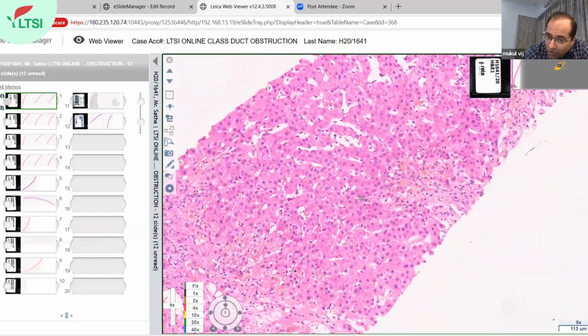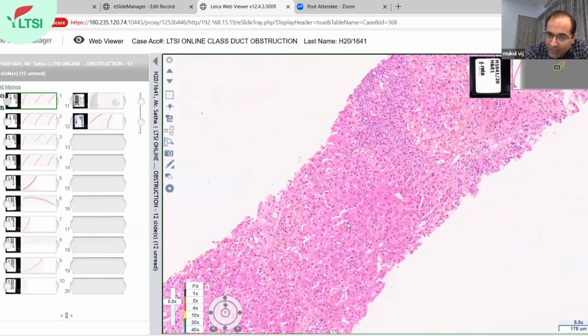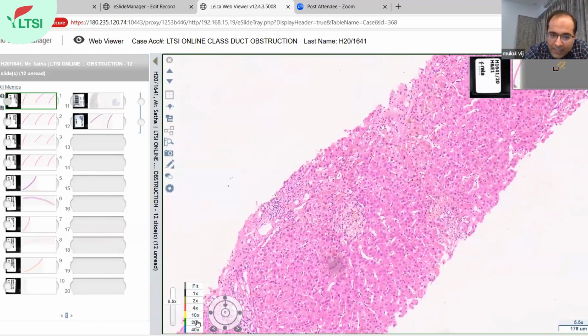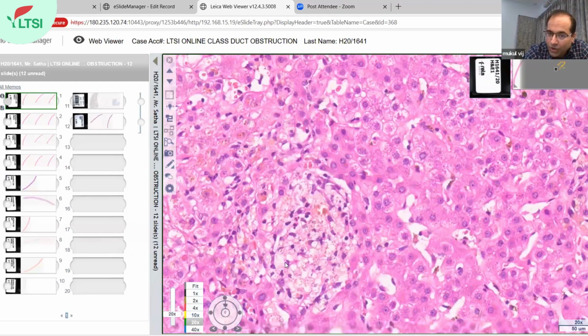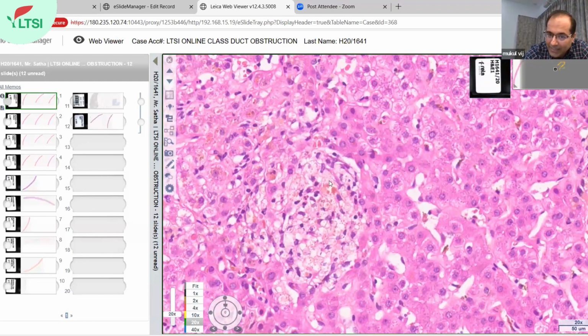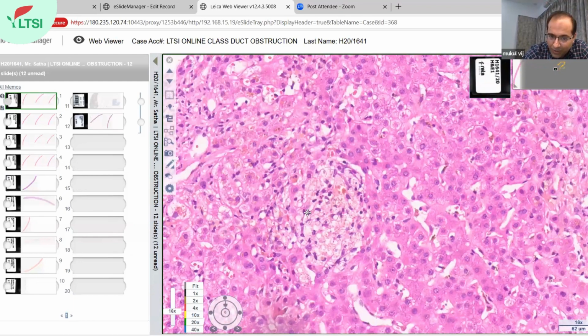Apart from that, because there is obstruction and because of bile, there is also necrosis of hepatocytes, and we are seeing these foamy histiocytes. This is also suggesting that there is cholestasis going on for some time. You can see these histiocytes here with bile. There is also bile inside them. There is bile and some inflammation.